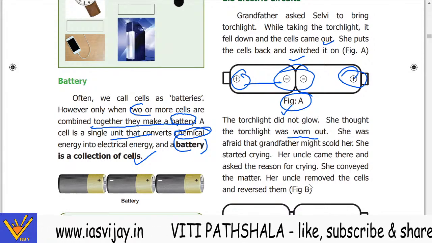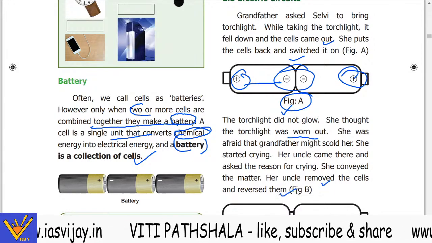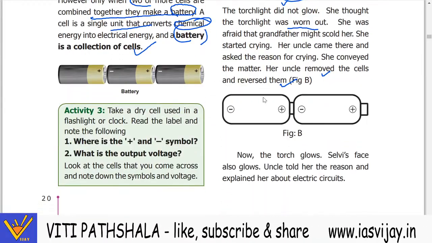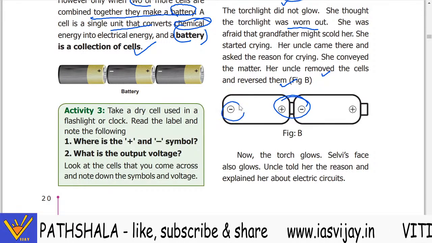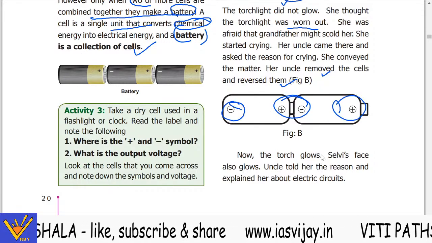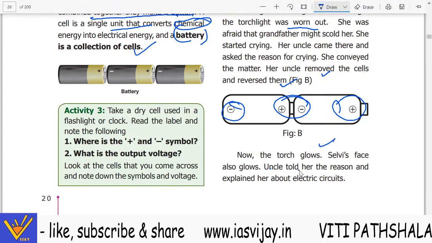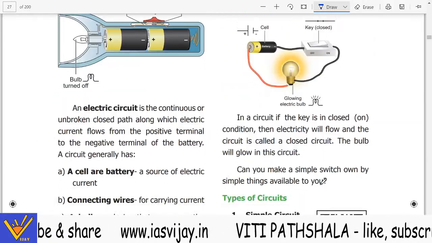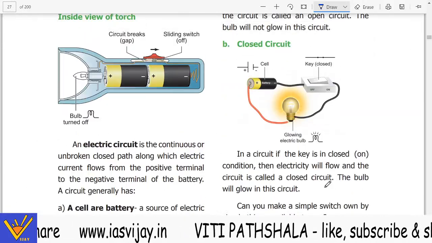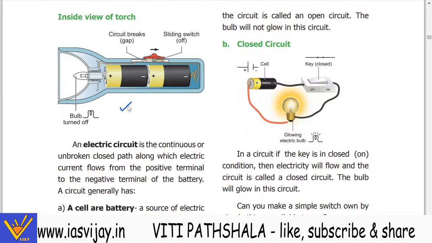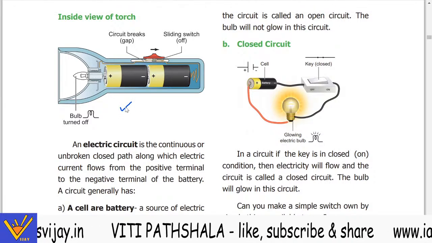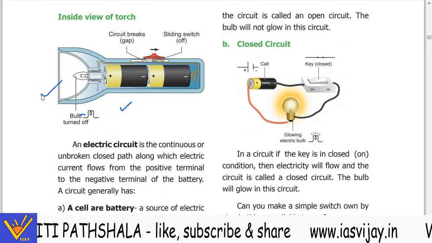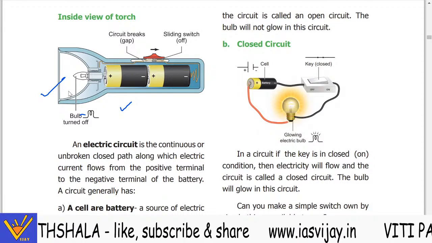She conveyed the matter. Her uncle removed the cells and reversed them. That is in the B position. So cells should be applied in the opposite direction. So positive, negative and negative, and now the torch glows. Selvi's face also glows. Uncle told her the reason and explained to her about the electric circuits. So they have shown you inside of a torch, how a torch glows. Now with this diagram you can make your own torch at home.